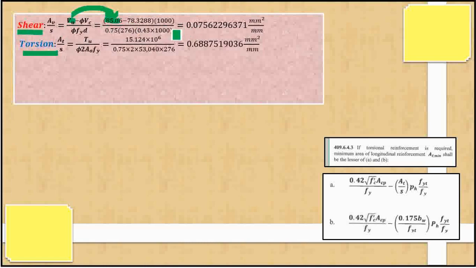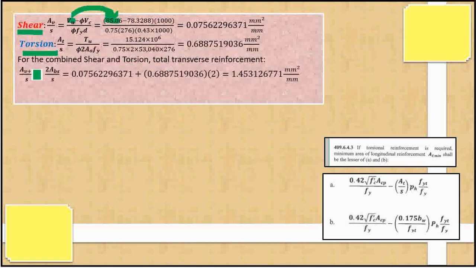Makakuha natin yung shear na equal sa 0.076 mm squared per millimeter. And para dun sa torsion naman, 0.69 mm squared per millimeter. And ayun, syempre, i-combine natin itong dalawang area na to. And makakuha tayo ngayon ng total transverse reinforcement. So, total transverse reinforcement or ABT over S is equals to 2ABS over S is equals to value na to and value ng torsion na times 2 kasi 2 legs. So, makakuha tayo ng value na 1.45 mm squared per millimeter.